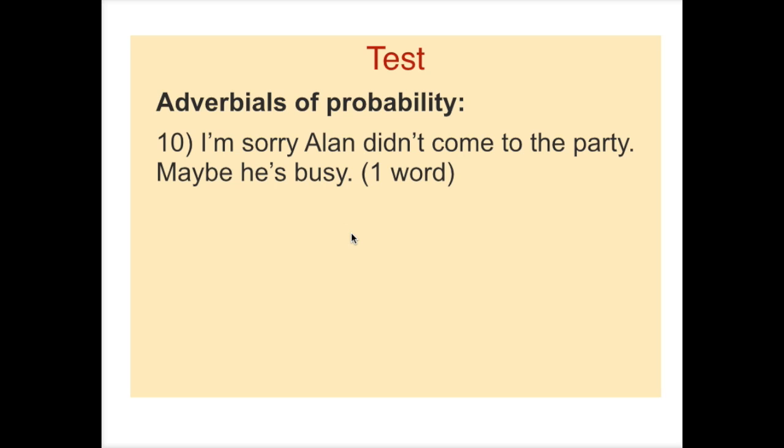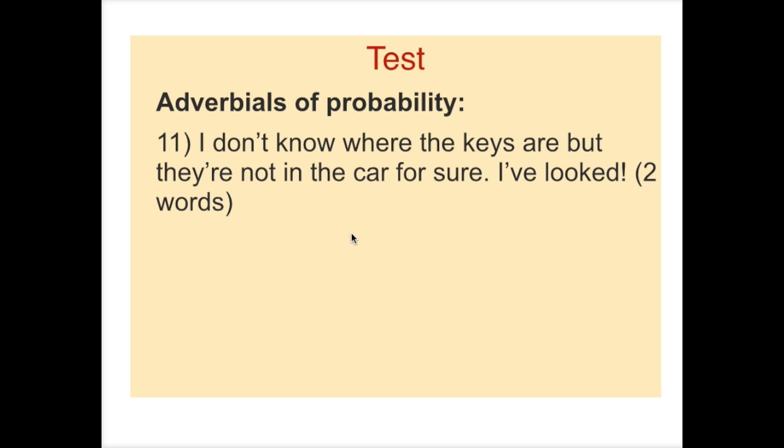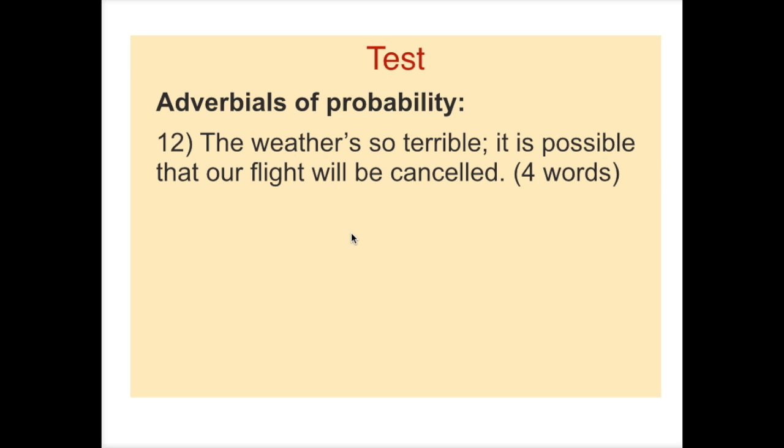Number 10, I'm sorry Alan didn't come to the party, maybe he's busy. Adverbials now of probability, and 1 word is an adverbial of probability. Number 11, I don't know where the keys are, but they're not in the car for sure. I've looked. We have 2 words, 2 adverbials of probability. Number 12, the final one, the weather's so terrible, it is possible that our flight will be cancelled. Now we have 4 words, 4 adverbials of probability in there.